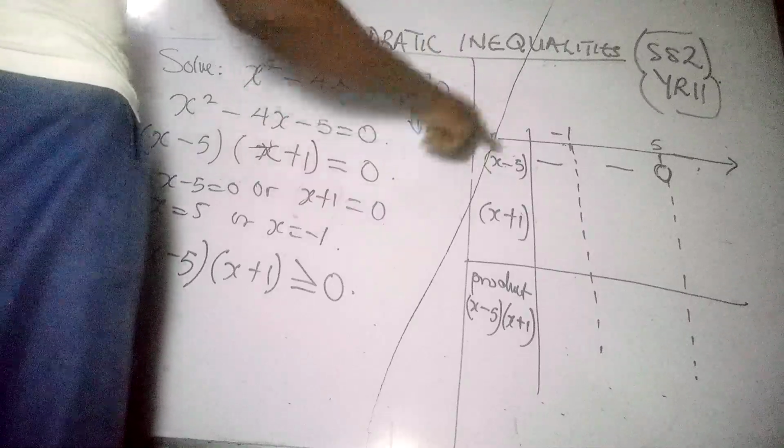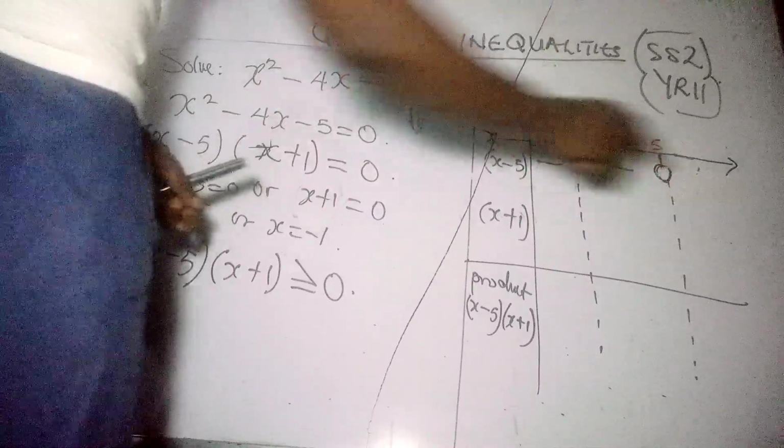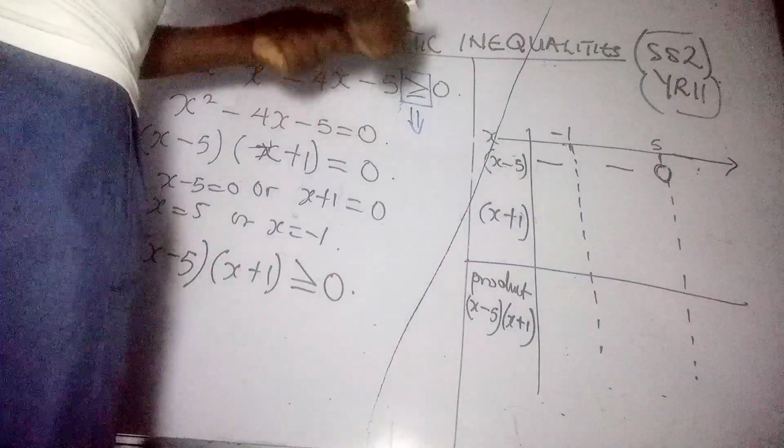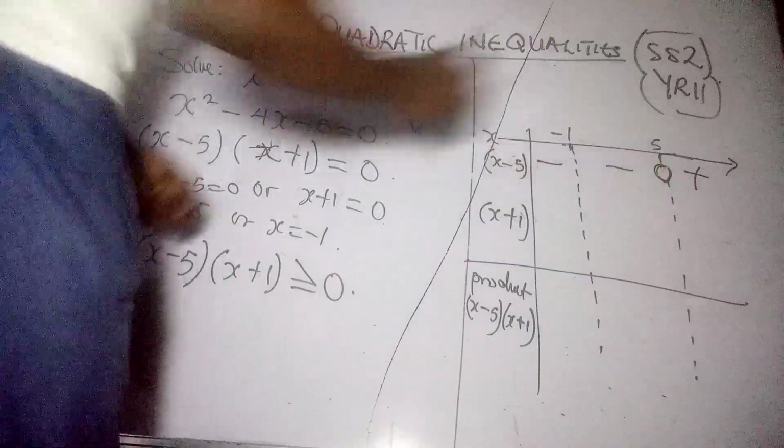If we put 6 here, that will be 6 minus 5, plus 1. 7 minus 5, plus 2. That means anything you are getting here will be positive.